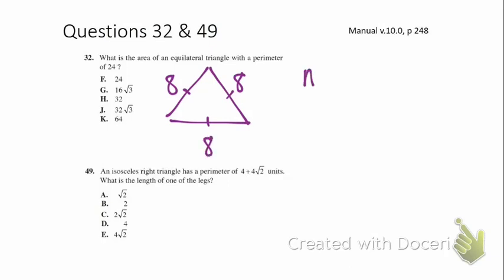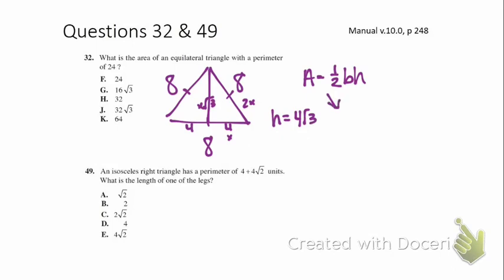Now, it's asking for the area, which is 1/2 base times height. So I do need to go ahead and find the height. So the same way I just did, I'm going to split this up, 4 and 4. I know this is x, 2x, and x root 3. So I know that the height here is equal to 4 root 3.